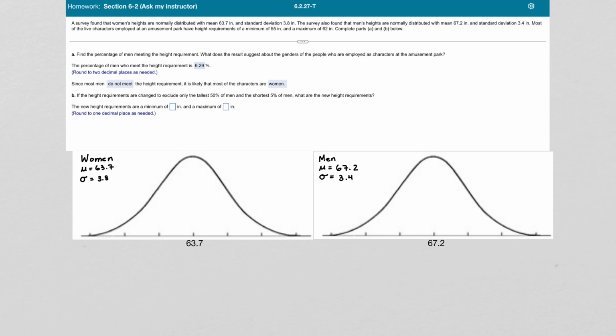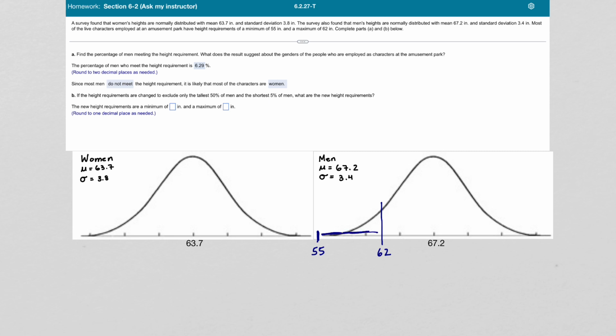How we're going to do that is we have our distribution of men's heights with a mean of 67.2. And so we're going to put that minimum at 55, and that's going to be somewhere way out here, when we look at the standard deviation of 3.4. And the maximum height is 62, so I'm just going to estimate it at about here. I just need a rough sketch. It doesn't have to be perfect.